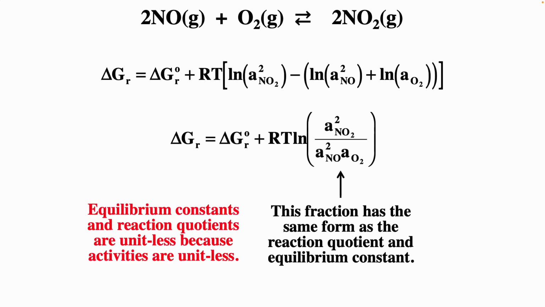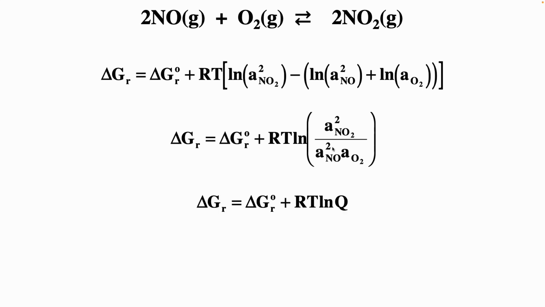And so that's the same as, remember, reaction quotient, equilibrium constants have the same form. Products over reactants, coefficients become exponents. Now notice that because we're dealing with activities, that means this is unitless. And so all equilibrium constants, all reaction quotients should be unitless. Now this is just equal to our reaction quotient, Q. And so that gives us delta G equals delta G naught plus RT natural log Q.